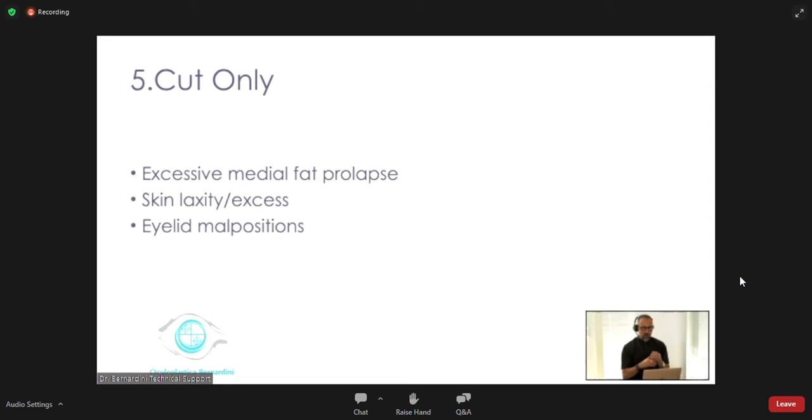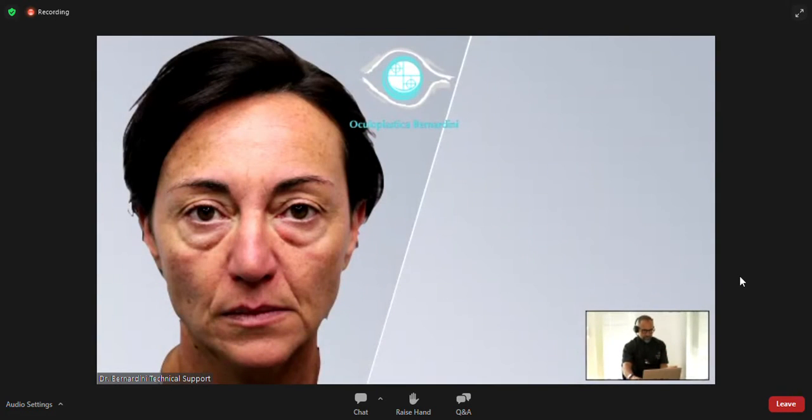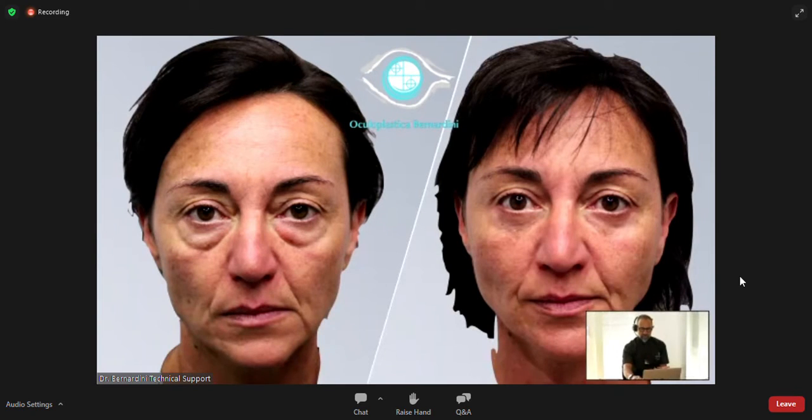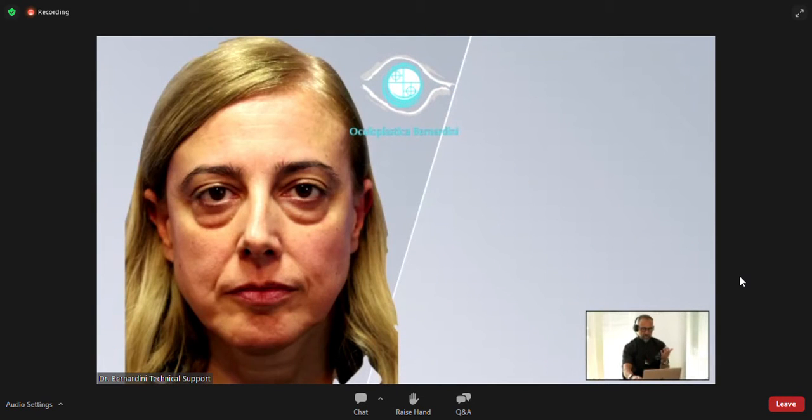So where are my no injections patients? When I see excessive medial fat prolapse or excessive skin laxity and very severe eyelid malpositions. But bags like this, medial fat bags especially, there is too little space between the eyelid and the nose in order to get a nice filling and a good result of the area. This patient goes to surgery, transconjunctival fat transposition, and she will be looking rested and rejuvenated for the next 10-15 years.